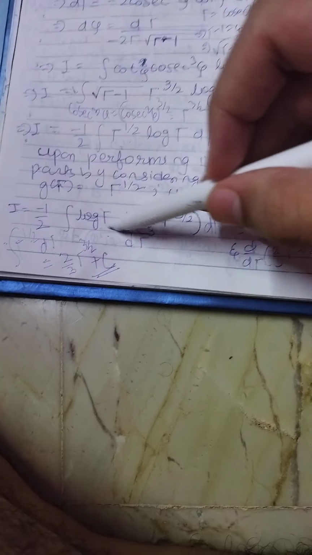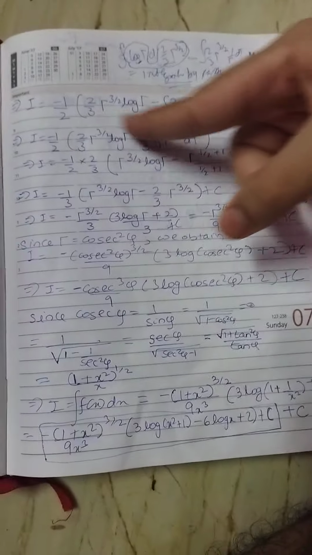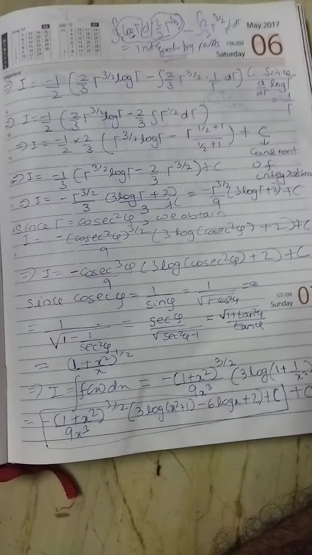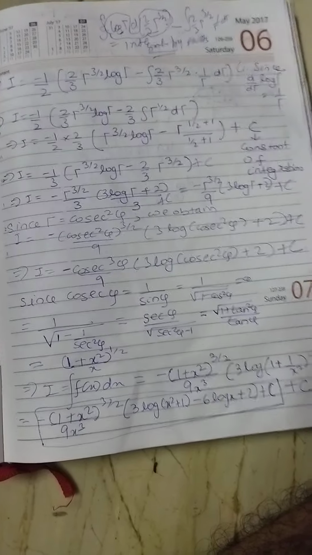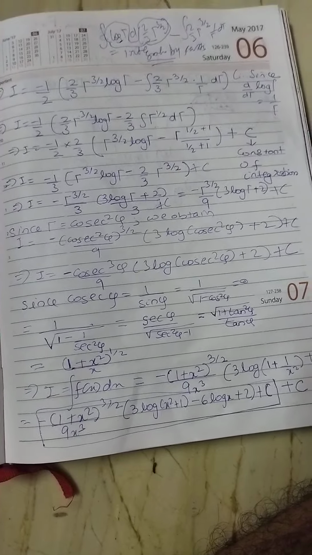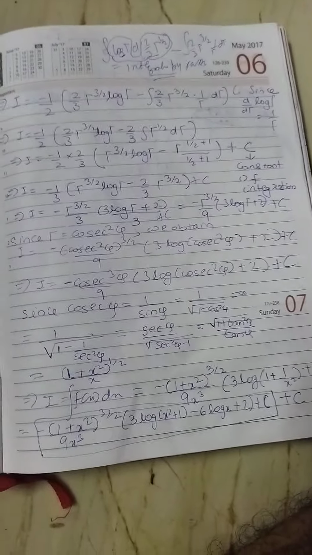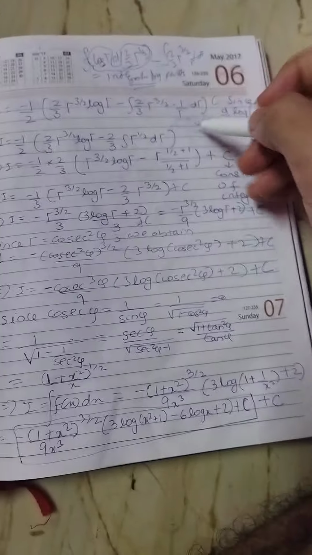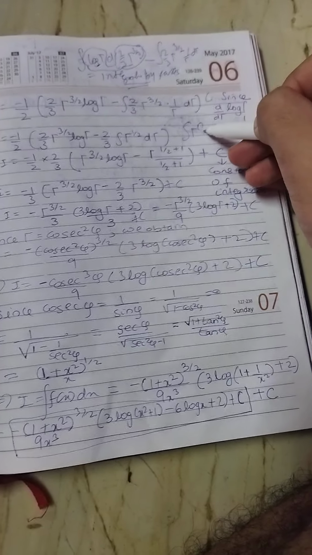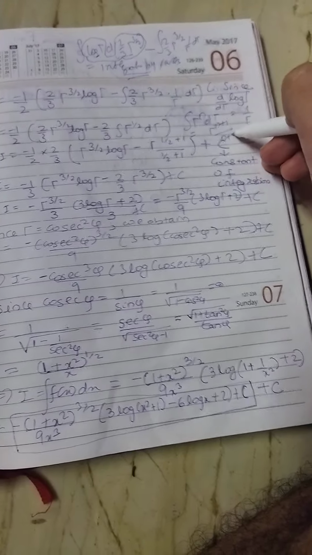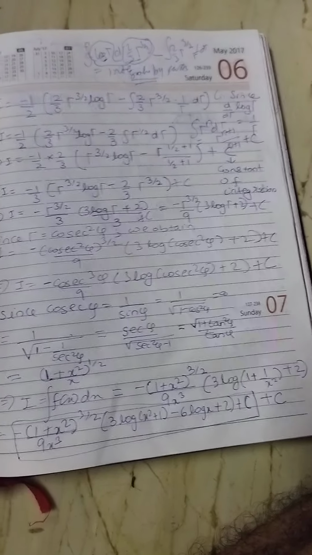So using integration by parts for this integral in terms of gamma, I obtain this integral. That implies I is equal to minus half into 2 by 3 into gamma to the power 3 by 2 log gamma minus 2 by 3, the constant term I take outside of the integrand, integral of gamma to the power 1 by 2 d gamma. So we know integral of gamma to the power n d gamma is equal to gamma to the power n plus 1 by n plus 1 plus c. This is well known to everybody, this property of integral plus constant of integration.